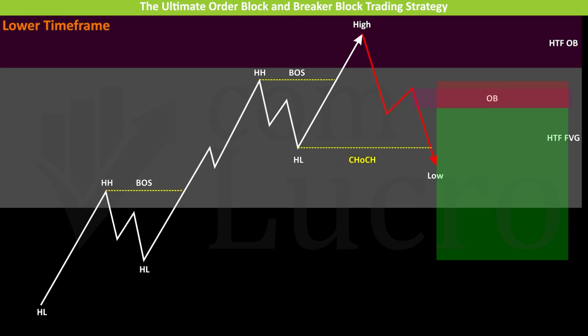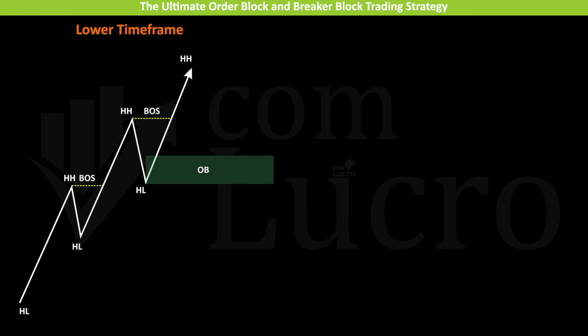For trade management, we aim for multiple targets. The first target is usually a 1-to-2 risk-to-reward ratio. Once price reaches this level, we close half of the position and move the stop loss to break even. The next target is typically the first significant support or liquidity zone ahead of price on the higher time frame chart. Here's a quick recap for the bullish scenario.